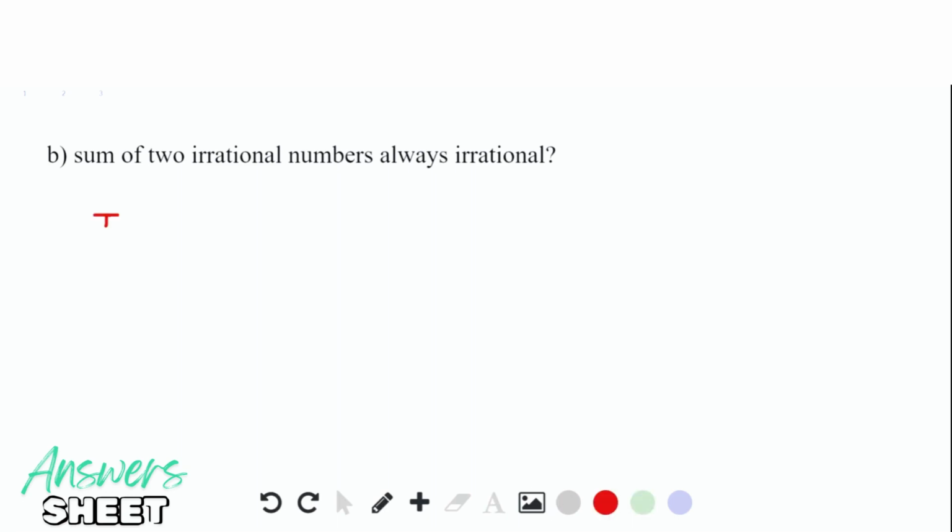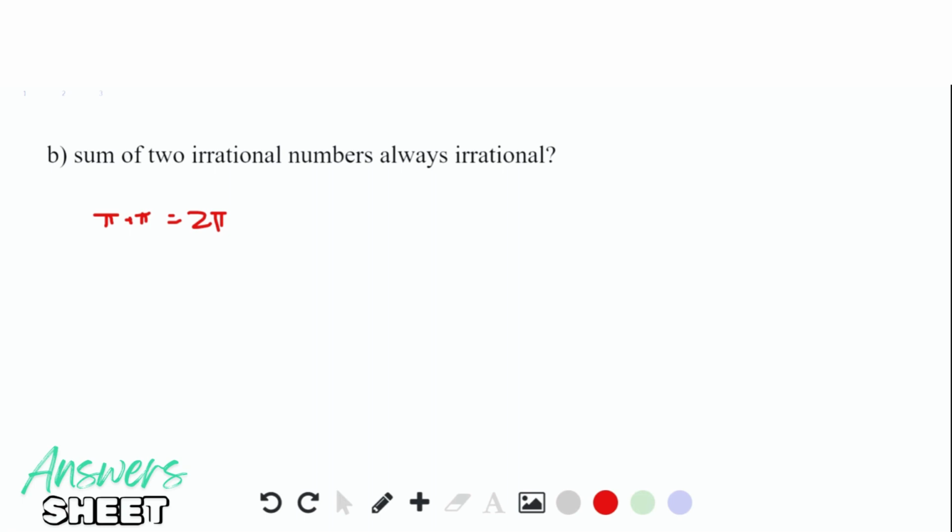And I will add another page here. So part B asks us whether the sum of two irrational numbers will always be irrational. So this problem, you might say yes immediately, because say we had pi plus pi. Our answer is going to be 2 pi, which is still going to be an irrational number.